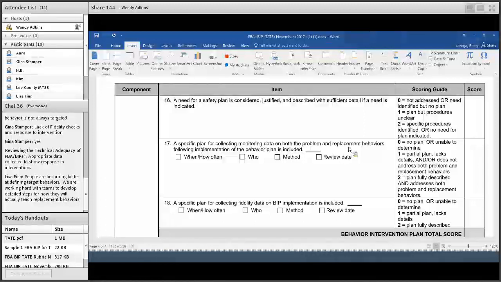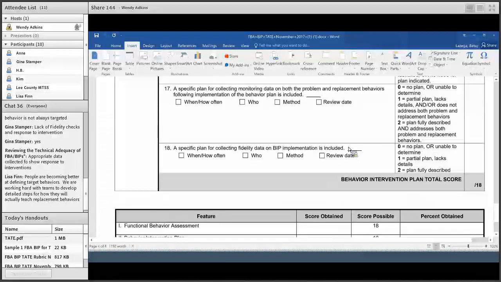So we do suggest to people that they at least put something down saying the behavior is not harmful and therefore there was no need for a safety plan. If they do have a safety plan, we want to make sure, again, there's enough detail that we know exactly what we're doing. And then number 17 looks for, do we have a follow-up plan for collecting evaluation data?